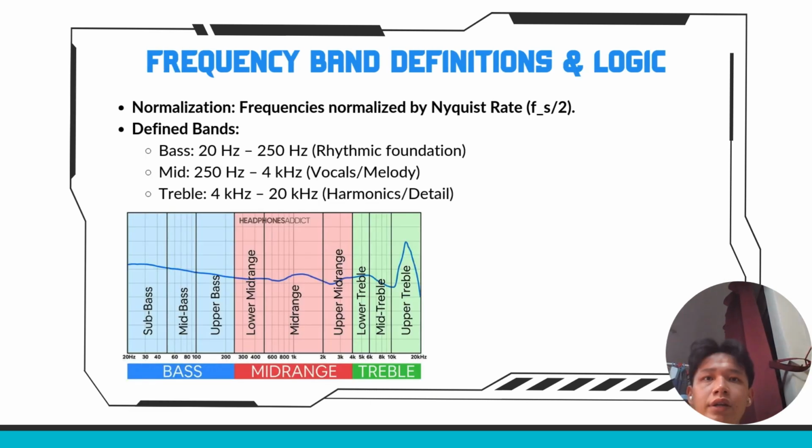Next, for the frequency bands, we have divided into three bands: the bass is 20 Hz to 250 Hz, the mid band is 250 Hz to 4 kHz, and the treble is 4 kHz to 20 kHz. In MATLAB, we normalize these frequencies against the Nyquist frequency. The final output is calculated using the weighted summation equation shown here, where G represents the gain applied to the bass, mid, and treble components respectively.